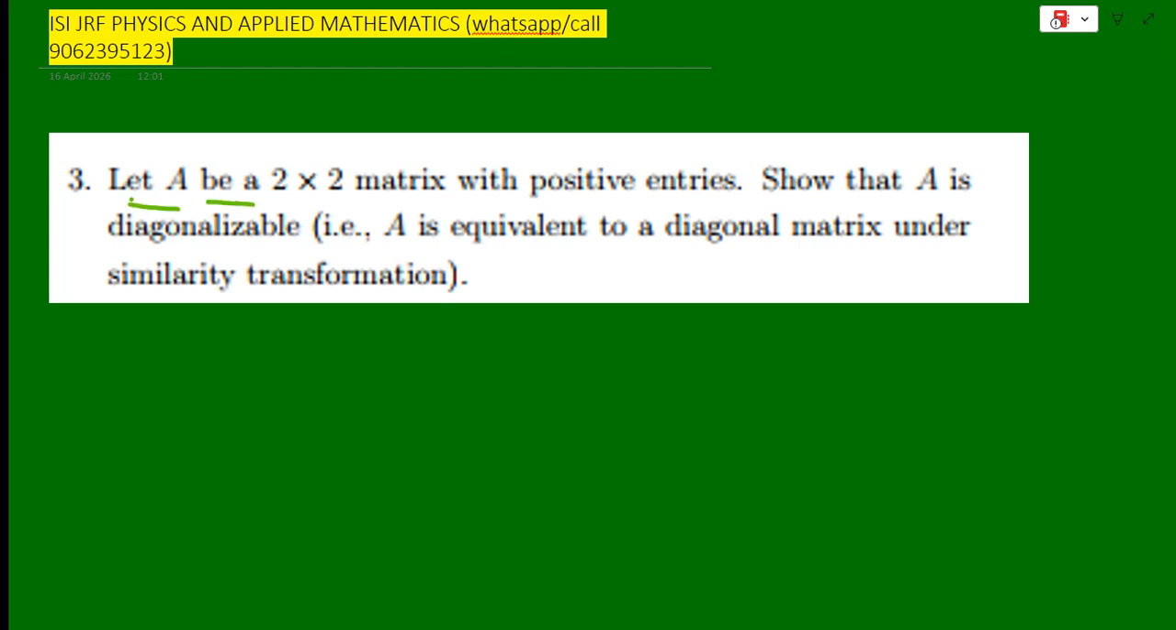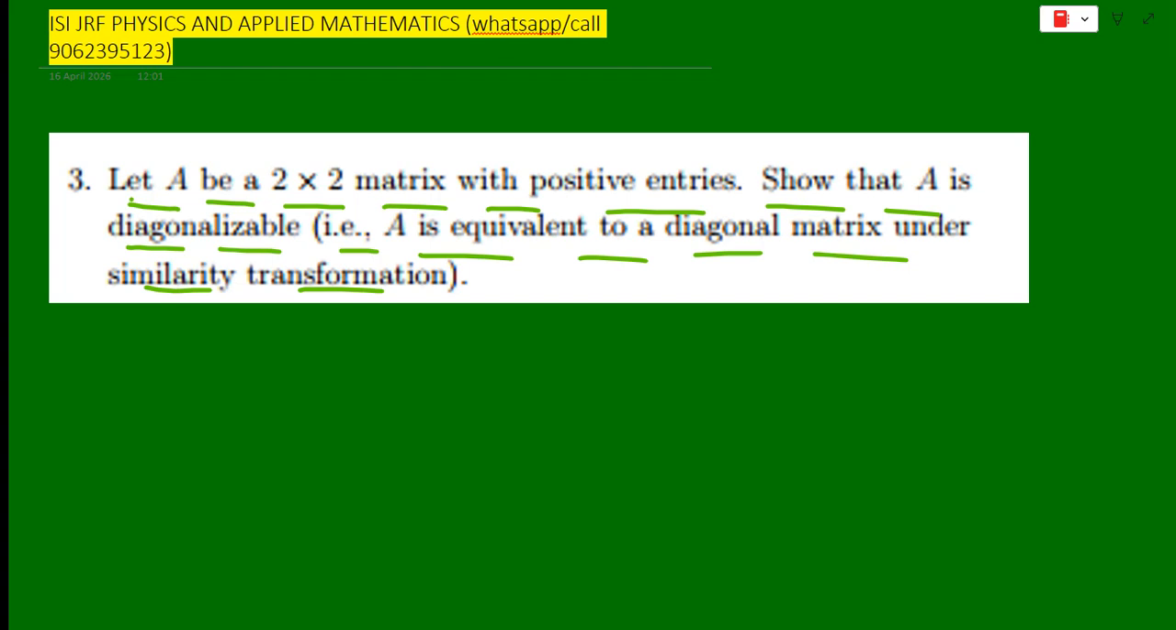Let A be a 2 cross 2 matrix with positive entries. Show that A is diagonalizable. That is, A is equivalent to a diagonal matrix under the similarity transformation. Now tell me honestly, do positive entries automatically mean nice behavior? You can say yes ma'am or maybe. That maybe is exactly where the ISI catches you.